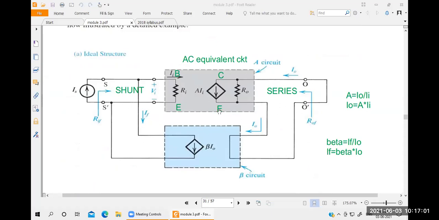So what are the internal elements in BJT? Here you take Ri in between the base and emitter. After that you take AI. AI is nothing but I naught, the current gain: output current divided by input current. I naught you take outside here. So for that you can write A into IR.